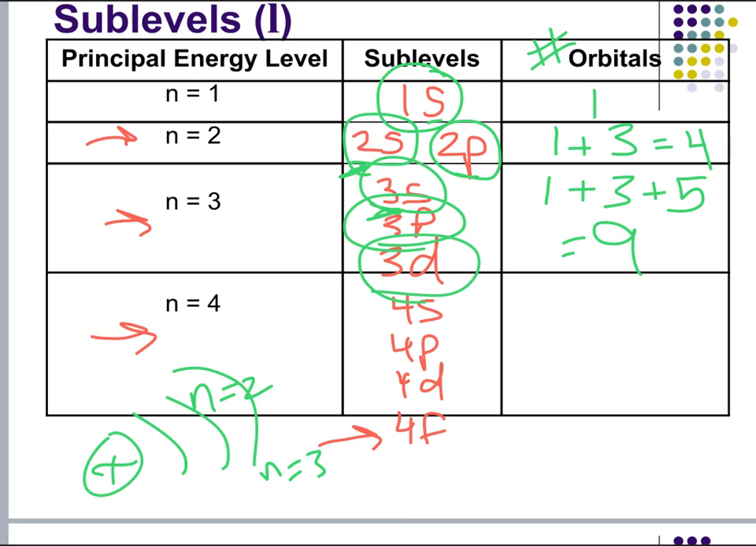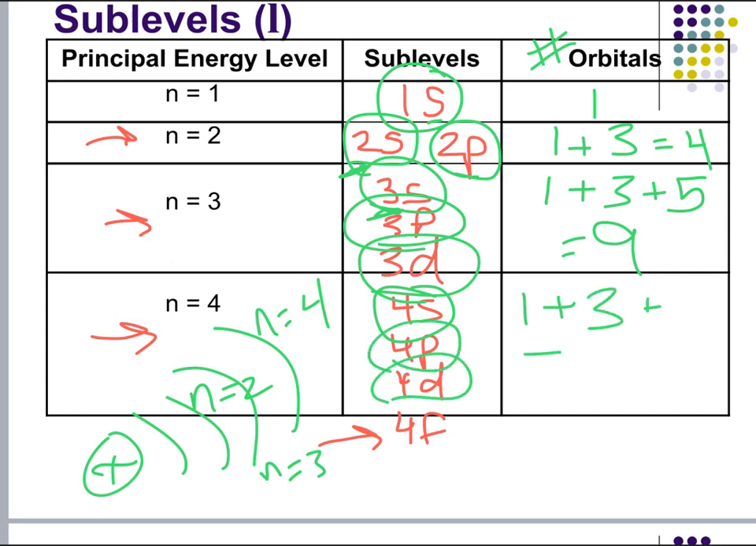When we move on to the fourth energy level, again, the 4 just means that it is that much further away from the nucleus. But S, there is always 1 of. P, there is always 3 of. D, there is always 5 of. And F now, we have 7 of. So that will be a total of 16 orbitals.